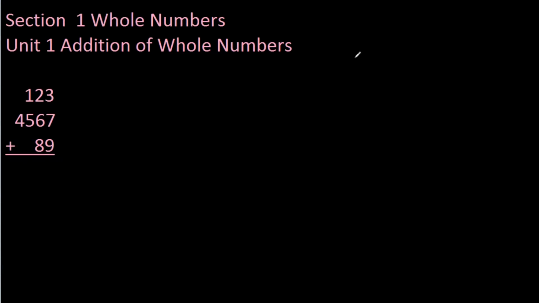Okay, so we are starting in section 1. Section 1 covers whole numbers. In unit 1, we'll be adding whole numbers, or the addition of whole numbers. And as you can see in these right here, whole numbers are just numbers. There's no fractions, there's no decimals, it's just numbers by themselves.